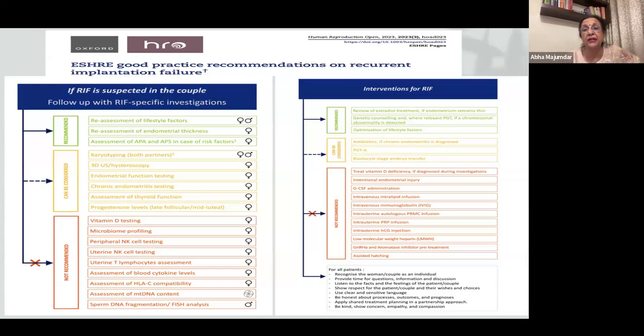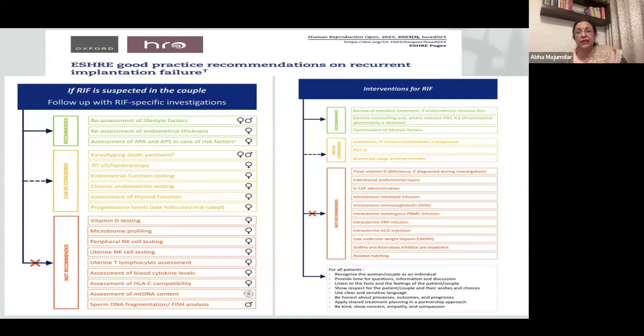What is not recommended: vitamin D. During investigations, if you've done vitamin D estimation and it is low, you don't need to treat it. It is not the reason for implantation failure. So you don't treat vitamin D deficiency if you've suddenly diagnosed it during investigations. You don't do endometrial scratch. You do not give G-CSF. You do not give intravenous intralipid.